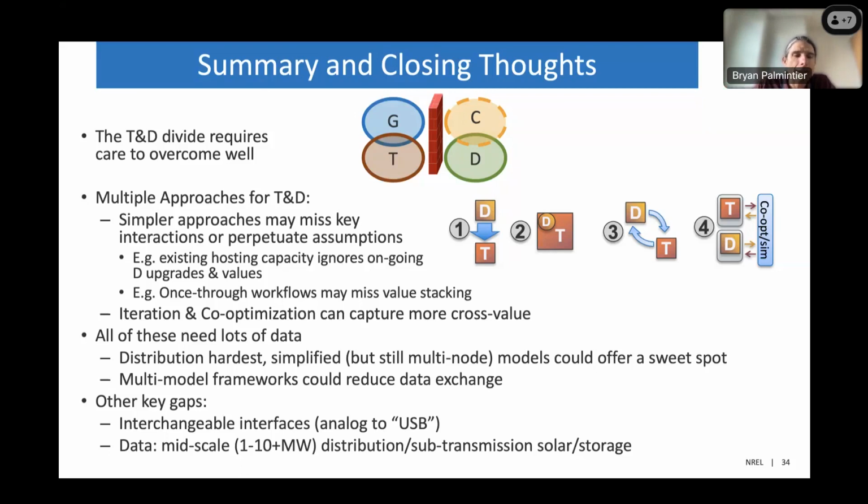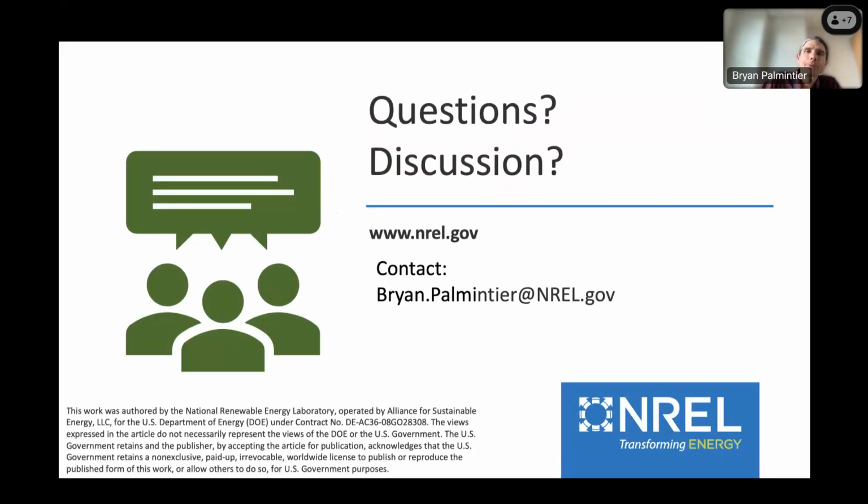And then finally, on the data side, we talked about distribution's hard, of course, lots of data for all these resources. But one thing that seems to often be missed, kind of gets squished under the wall, if you will, are these mid-scale, often front of the meter, but still distribution or sub-transmission connected resources, because those tend to not necessarily be on the radar of either of those more extremes. And it's something that I think is important for us to keep an eye on. Anyway, so with that, I think we have a couple minutes for questions.